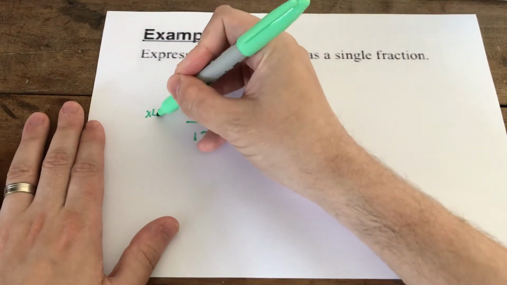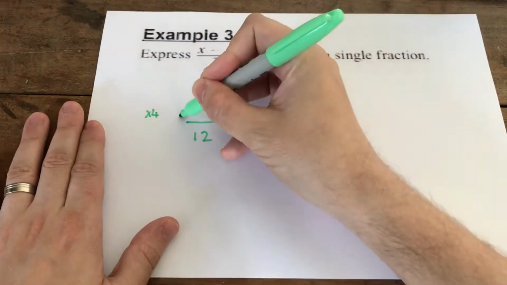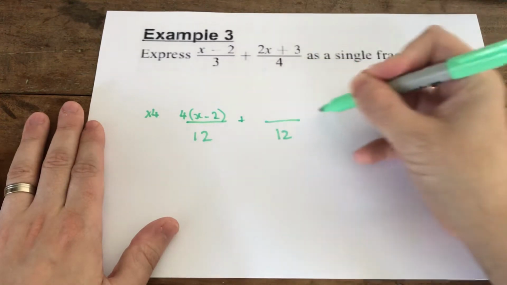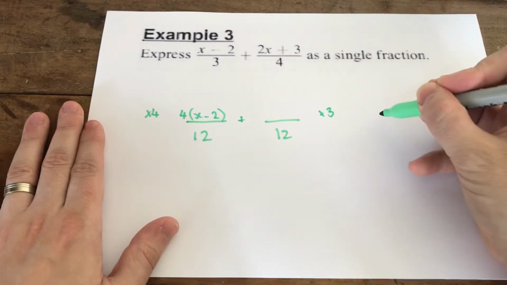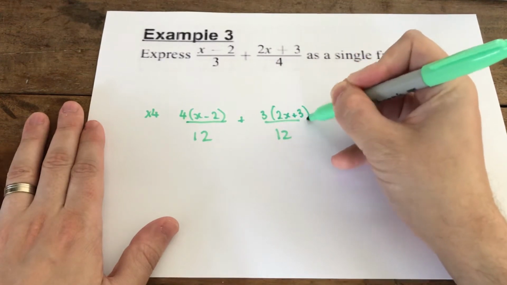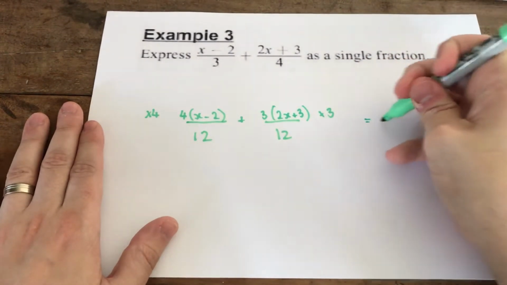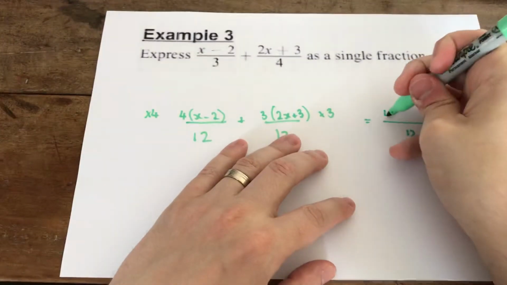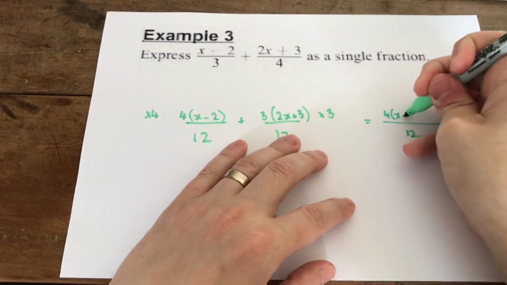What we then do is, whatever we multiply our denominator by, we multiply our numerator by. So in this case, it's been multiplied by 4, so we go 4 brackets x minus 2. And in this case, it's been multiplied by 3, so we go 3 brackets 2x plus 3. What we then do is, we put them all over a single fraction, and we rewrite that calculation out.